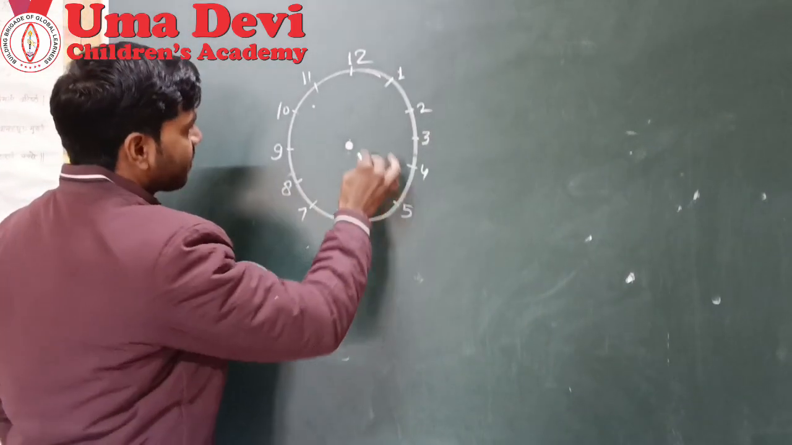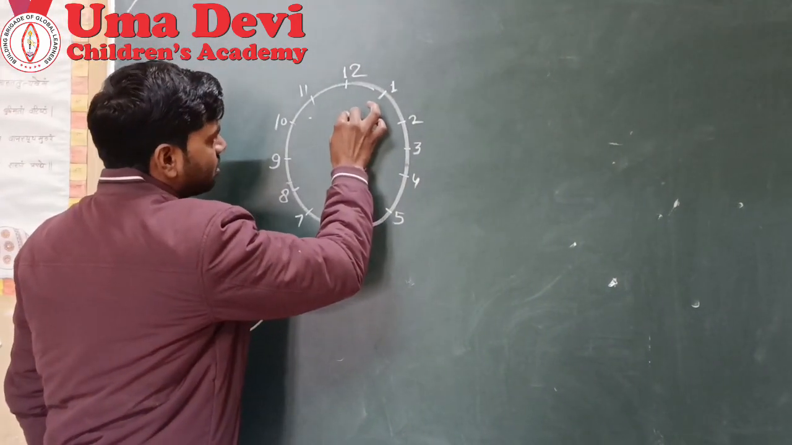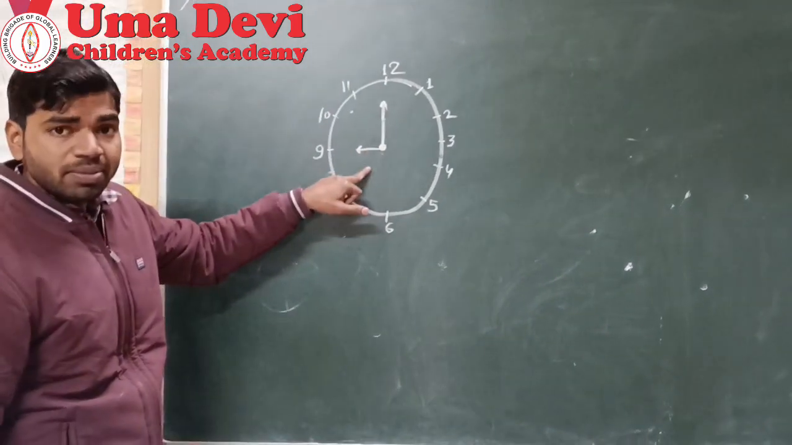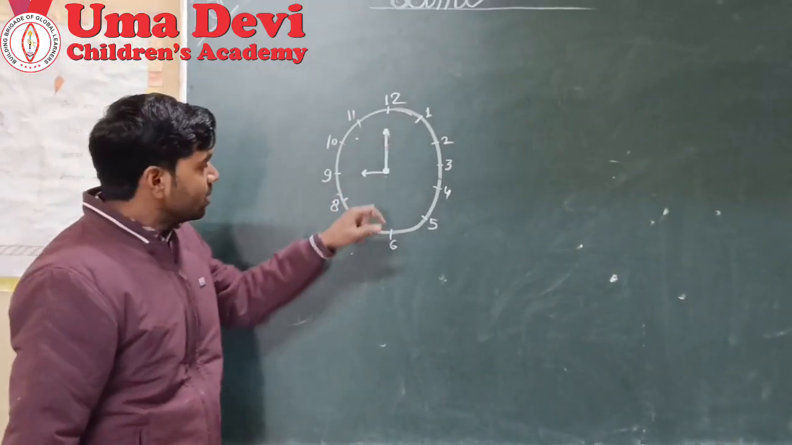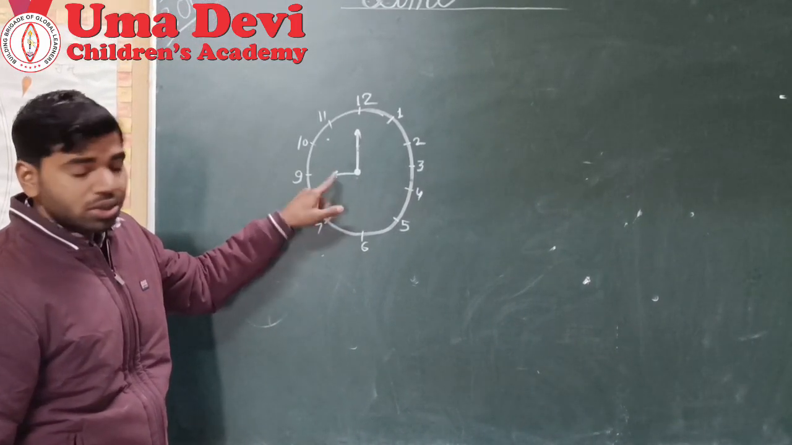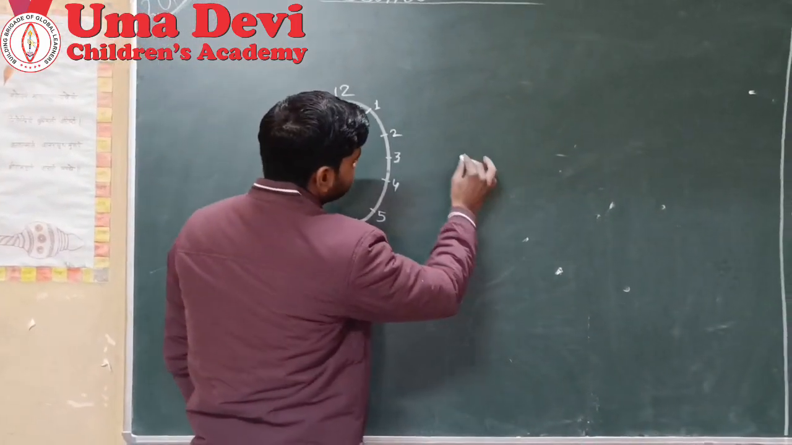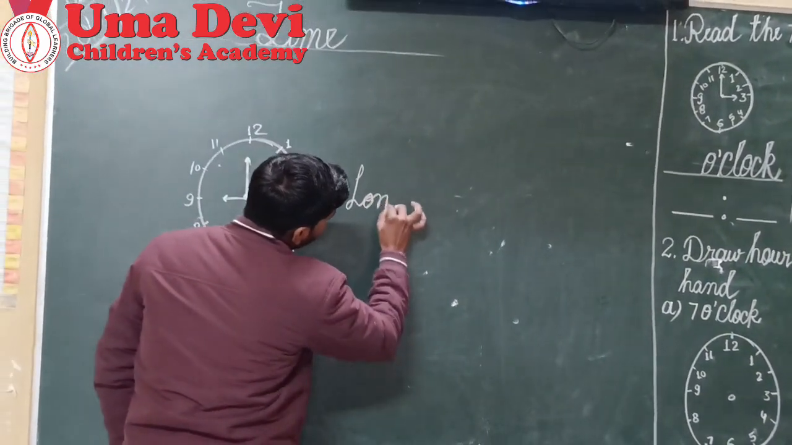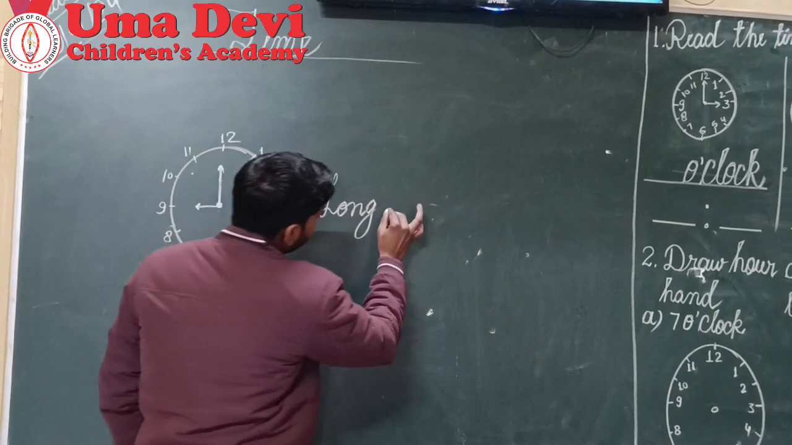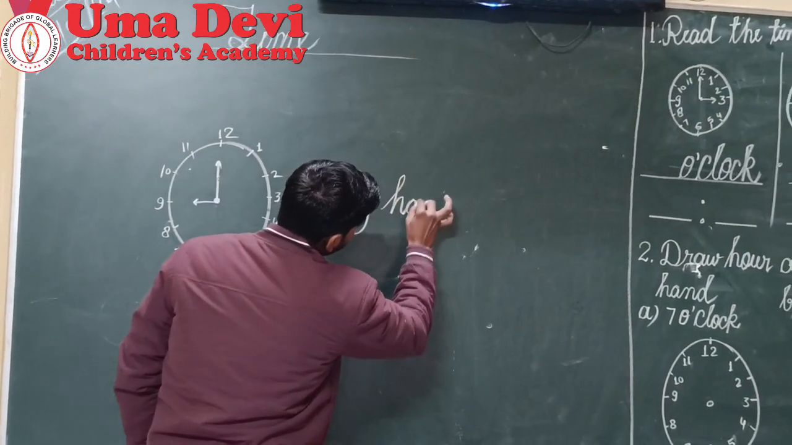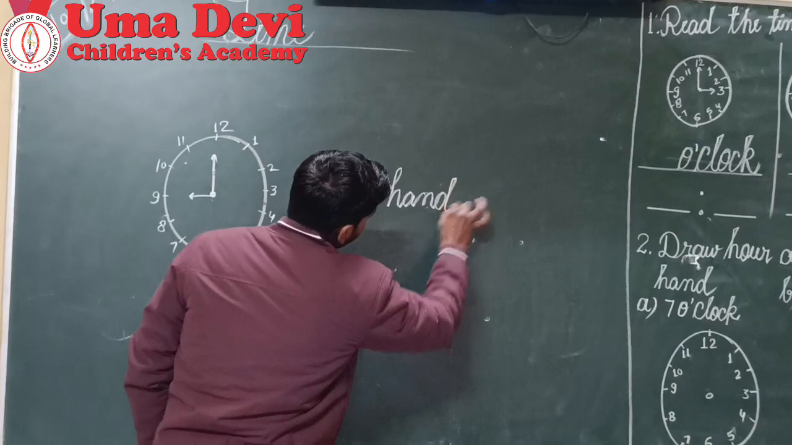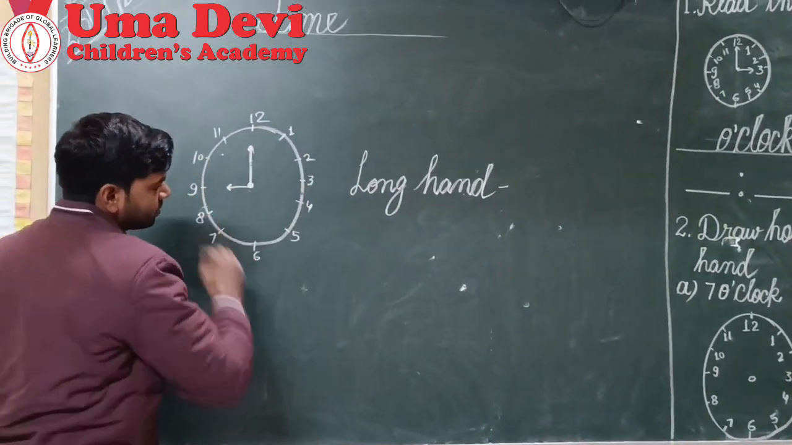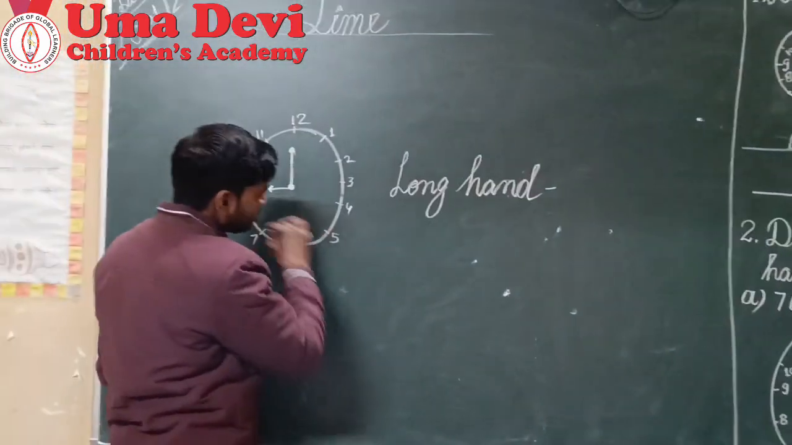This is a point, and now one more thing. Here 2 hands are there. So one hand is the long hand, and the second hand is short. So what is the long hand called? Can you tell me? The long hand is called the minute hand. Okay, this is the long hand. The second one is the short hand.